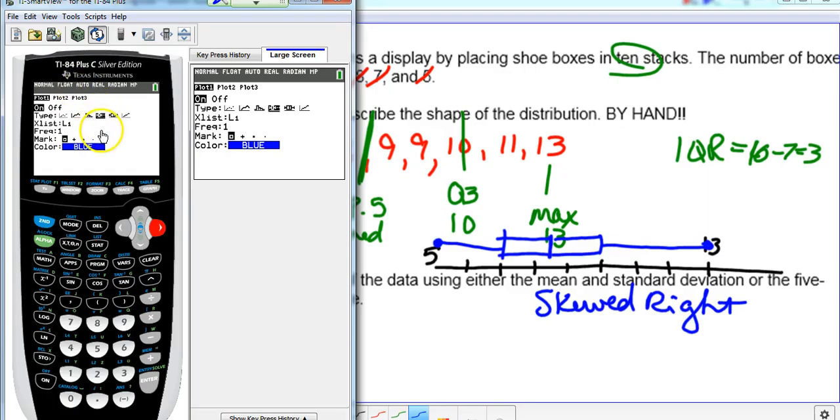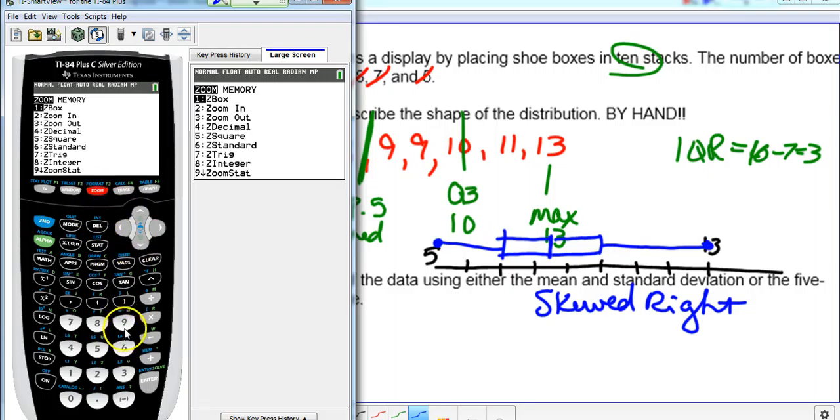That one will determine outliers. The one just to the right of it would also be a box and whisker, but if there happened to be an outlier, it wouldn't tell us. This one will. All right, make sure it says list 1, and then go ahead and do a zoom 9.